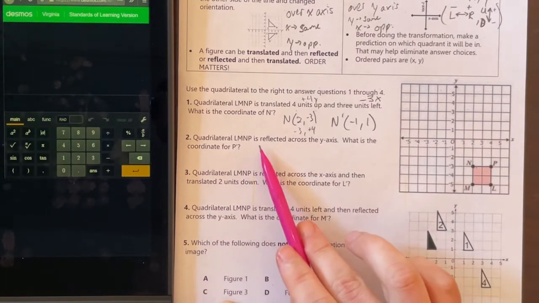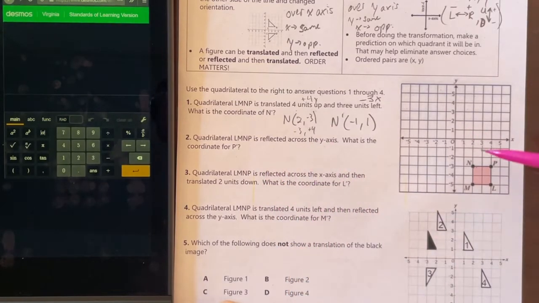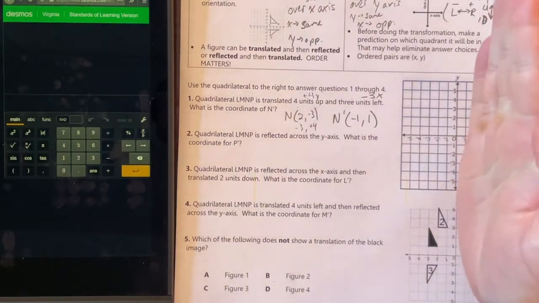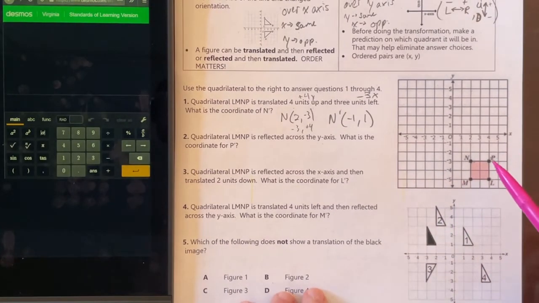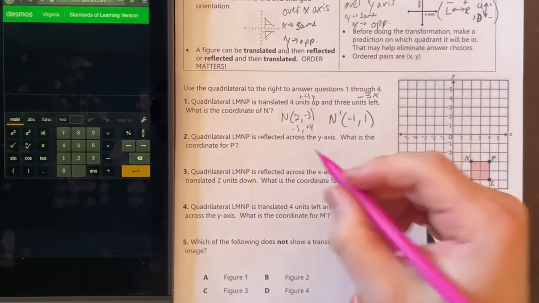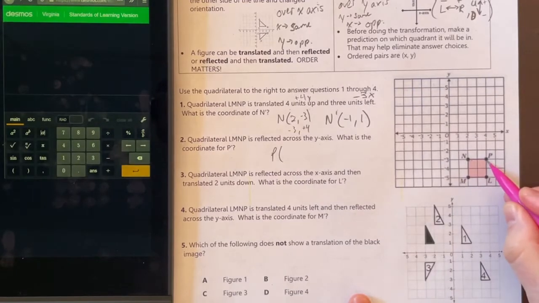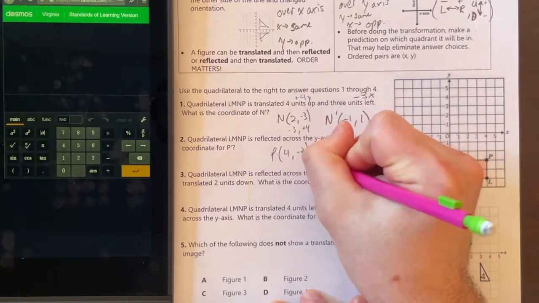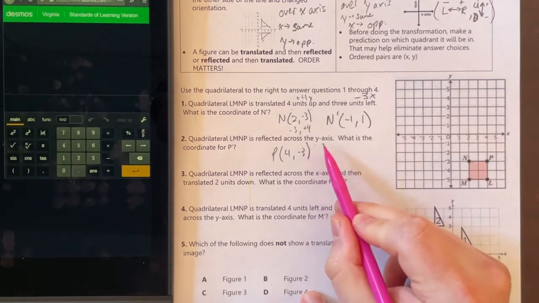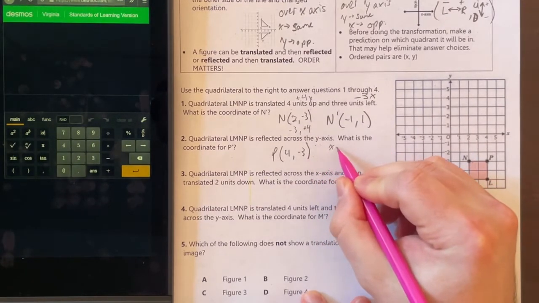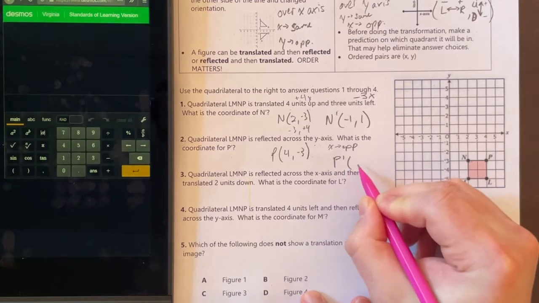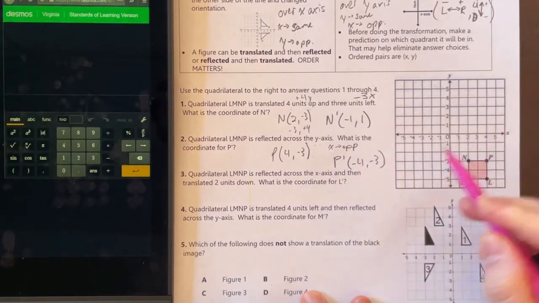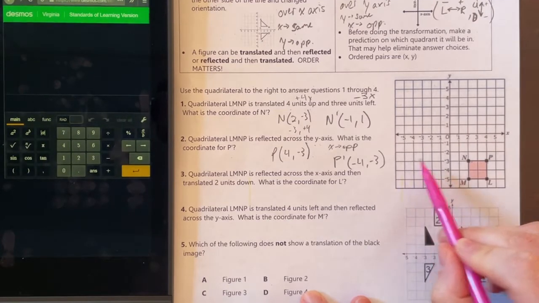For P, it says it's reflected over the y-axis. So again, make sure you can highlight that y-axis or put your hand on it. You're saying, okay, I'm reflecting over, and so I should be ending in that quadrant. My original point P is 4, negative 3, and it's saying I'm reflecting over the y. So the x is opposite and the y stays the same. That means my P prime is going to be negative 4, negative 3, which makes sense because it would end up over here.